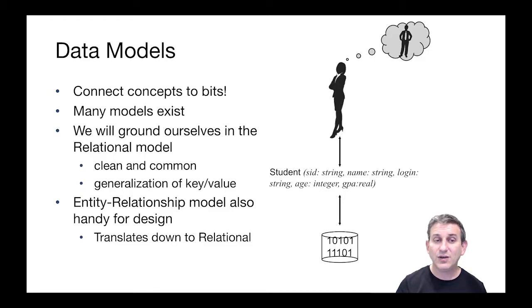Another good model to know is the entity relationship model. It's actually nice for the design phase. It's good for when you're talking to people who are less technical, as well as when you're just whiteboarding out ideas. And the nice thing about the entity relationship model is also that it will translate down to the relational model. So we'll be looking both at the relational and the entity relationship models today.